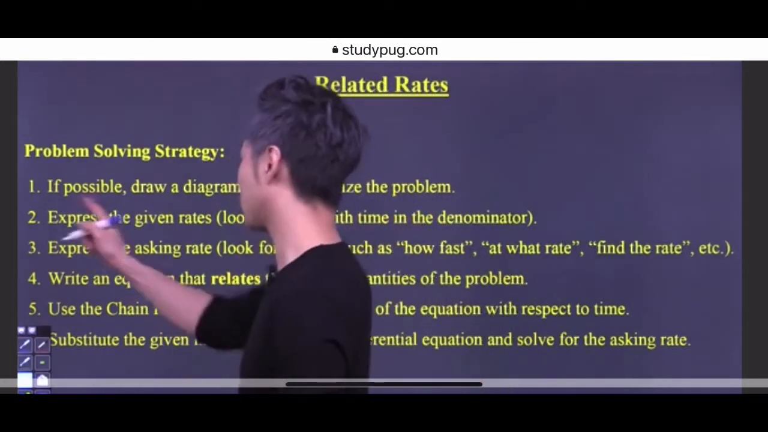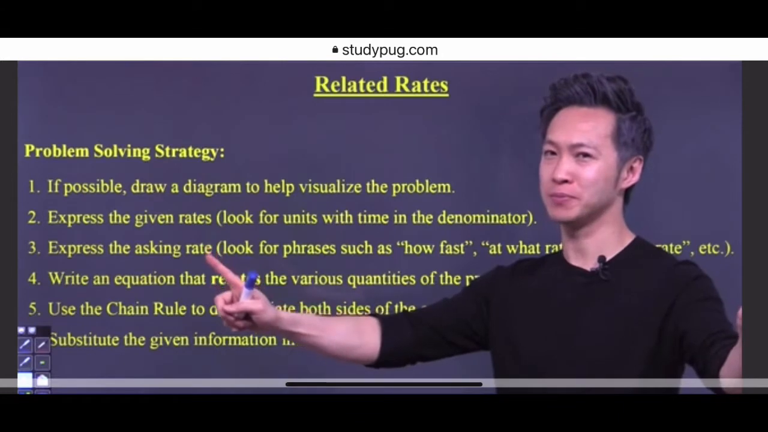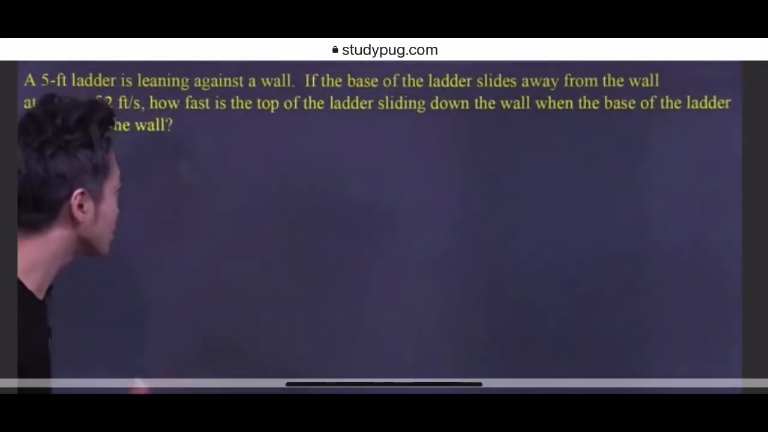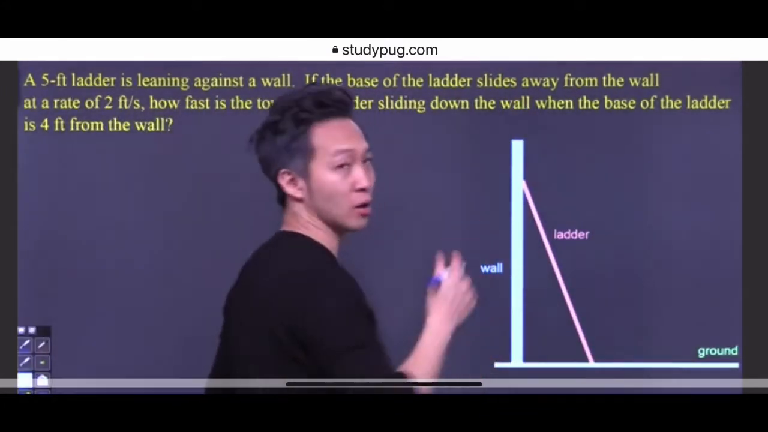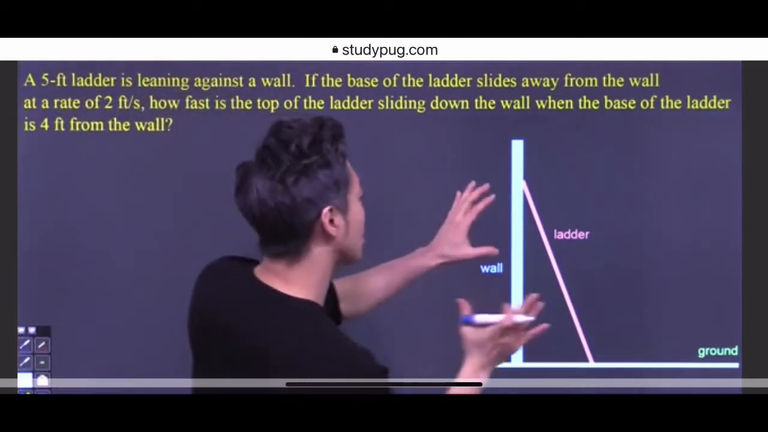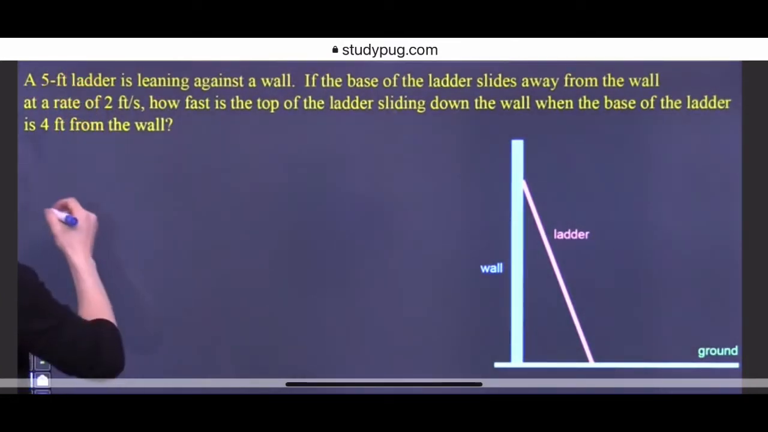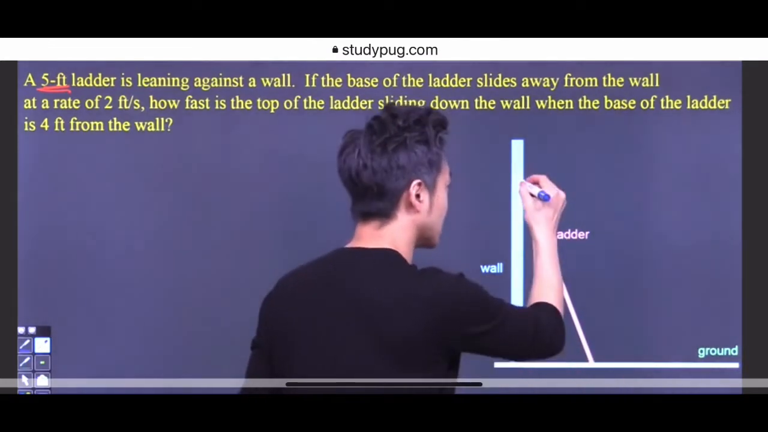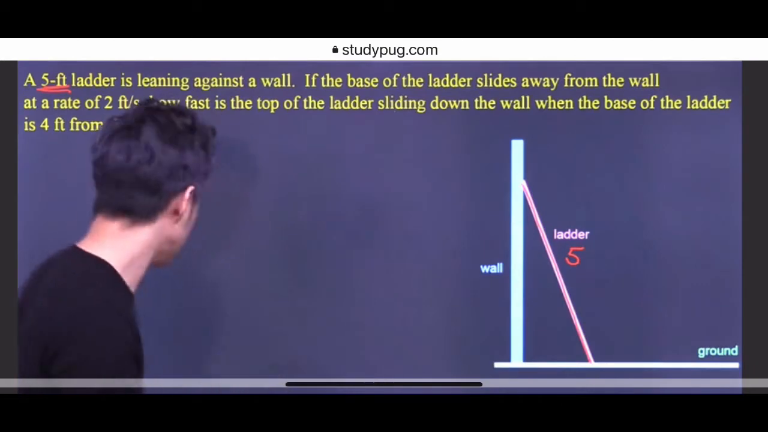First step, if possible, draw a diagram to help us visualize the problem. So a simple diagram for this question will look something like this. Right? So we've got a ladder leaning against a wall. So let's read the question again and start putting down information on our diagram. Let's go. So we've got a 5-foot ladder. So the length of the ladder is 5 feet.